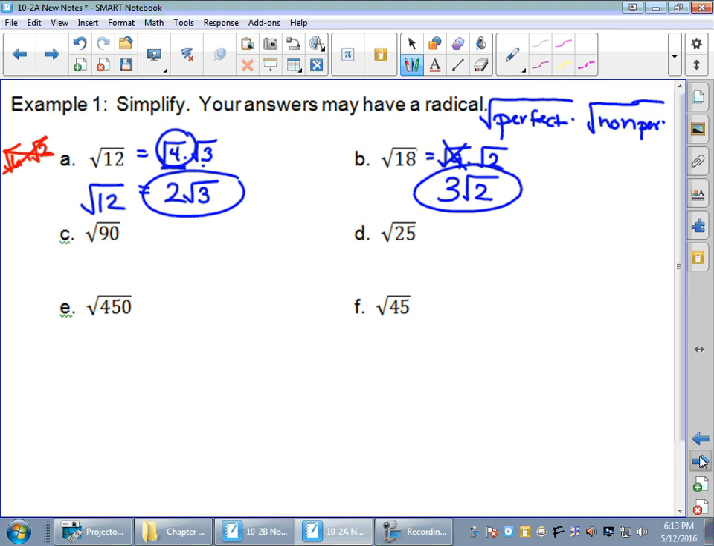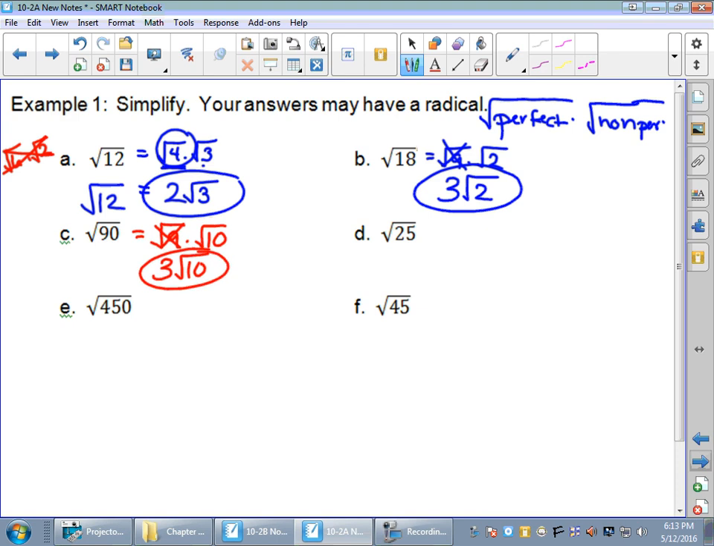90 also has a 9 living inside it. I know 90 has a 2 living inside it and a 3 living inside it and a 4 and all that stuff. We don't care about that. What I worry about is just the perfects. And so I look at my list and I say the square root of 9 times the square root of 10. The square root of 9 becomes a 3, and the square root of 10 stays. So I have 3 root 10.